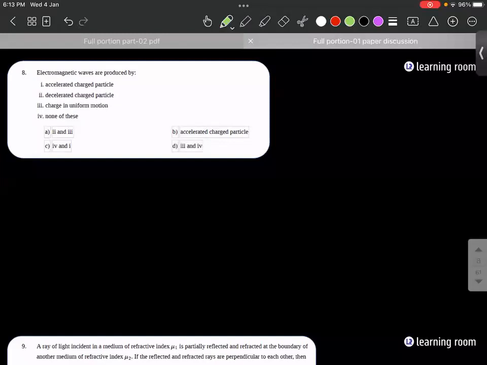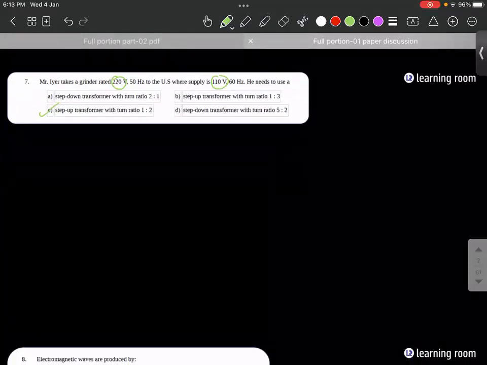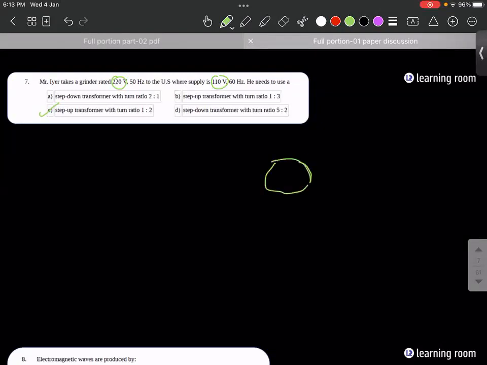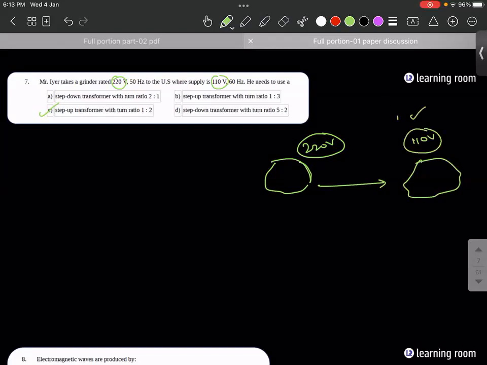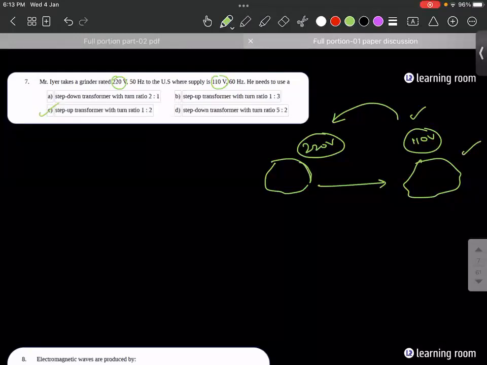Sir, in the previous question, voltage is reduced, right? No. See, there is a grinder which is bought in India, which can get operated only at 220 volt. Now it has got shifted to US. There we have only 110 volt supply. So to increase this 110 volt to 220 for this grinder to function, what are we supposed to use? Step up. Read the question. Got it? Sir, but the turns ratio is wrong, right? Yeah, turns ratio should actually be 2:1. Yes, sir. There's a mistake. It should actually be 2:1.